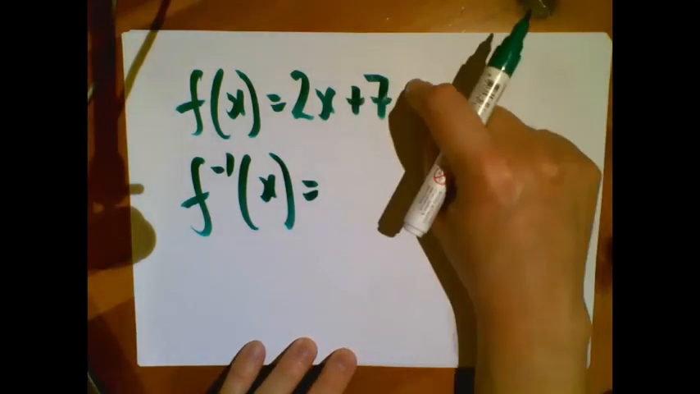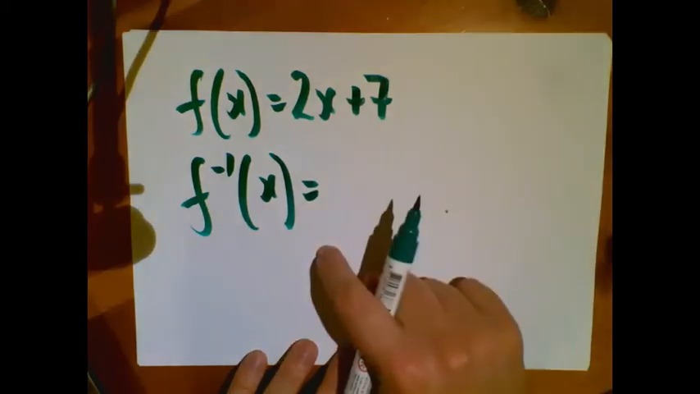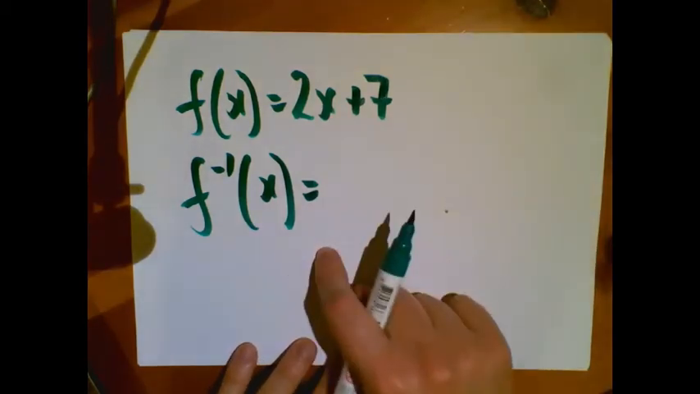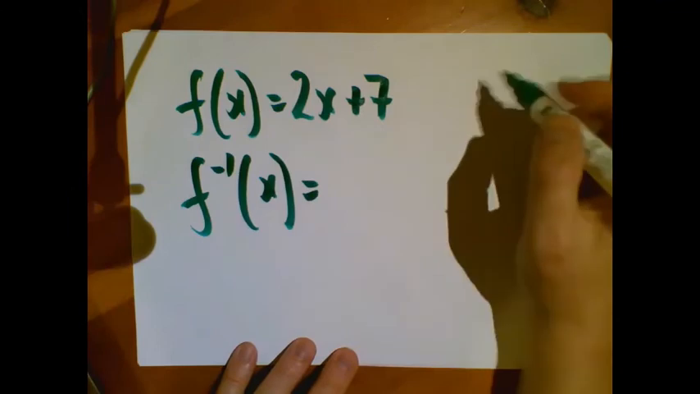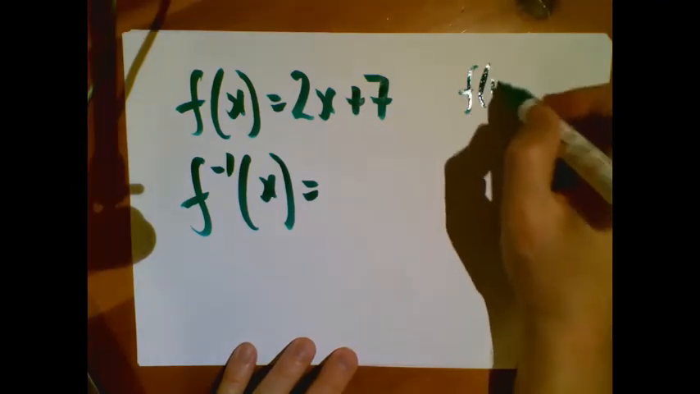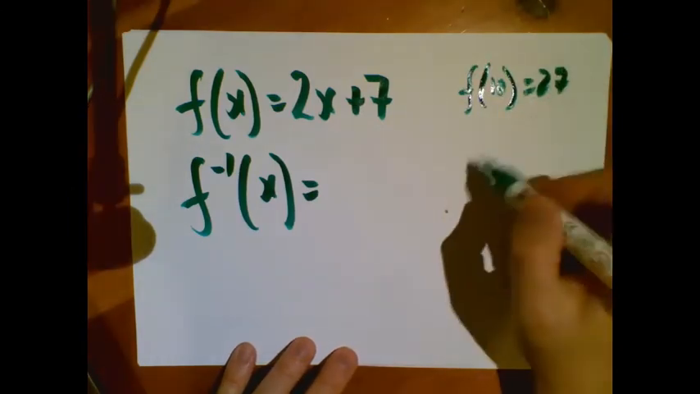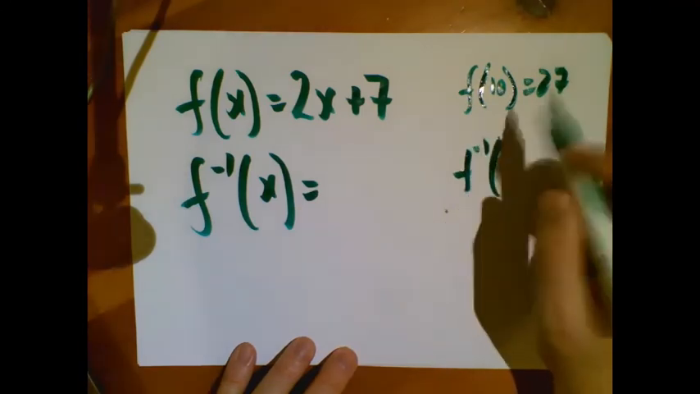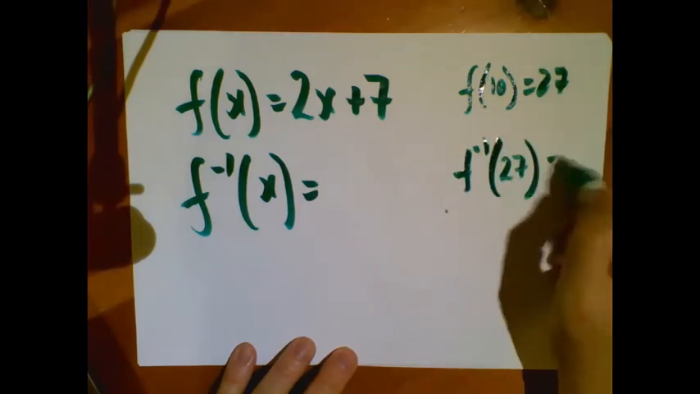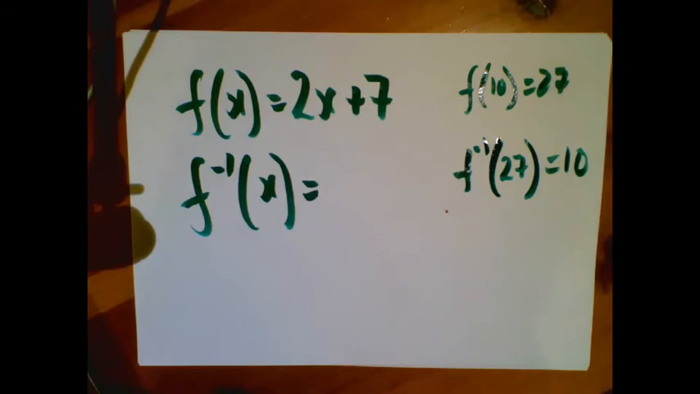If you put 10 into here, you get 27. So the inverse would be, if you put 27 in, you'd get back 10. So if I have f of 10, I get 27. The inverse function does it backwards. I put in 27 and I get back 10. In order to do that, I have to work through this formula backwards.